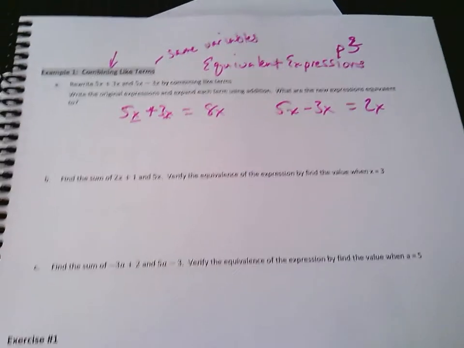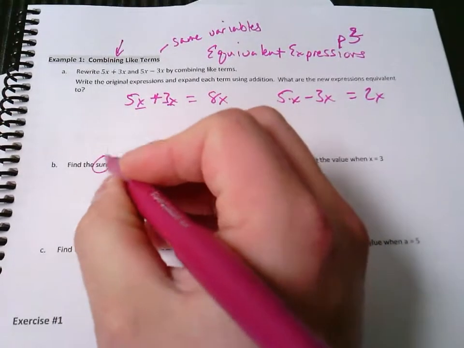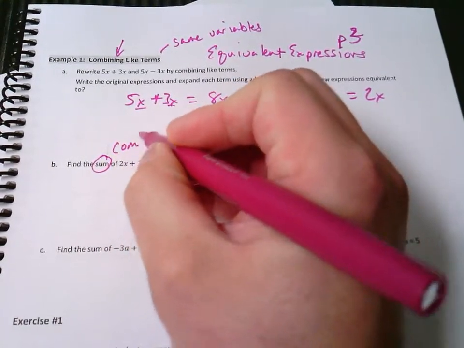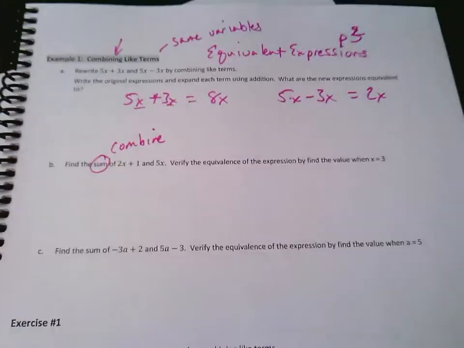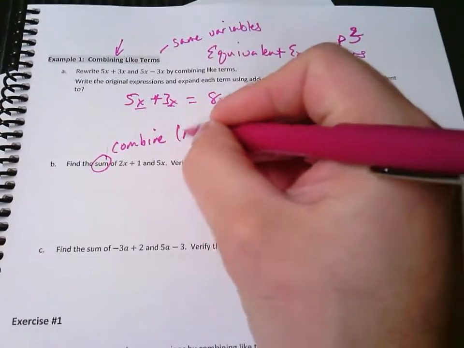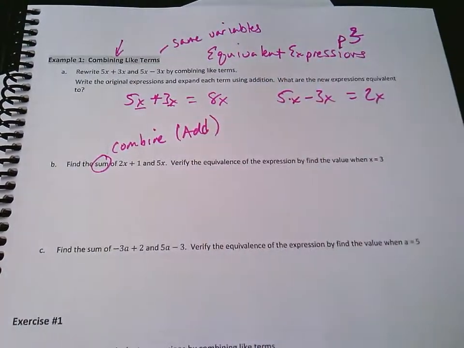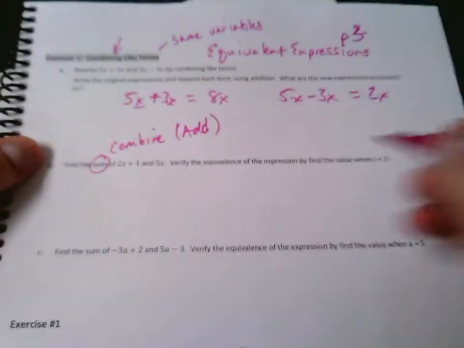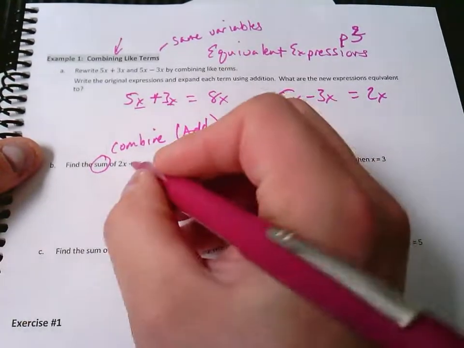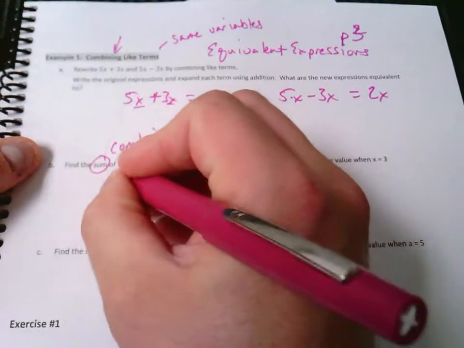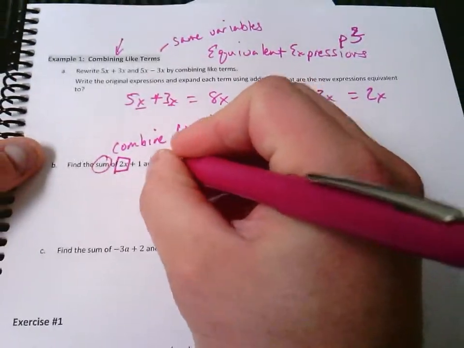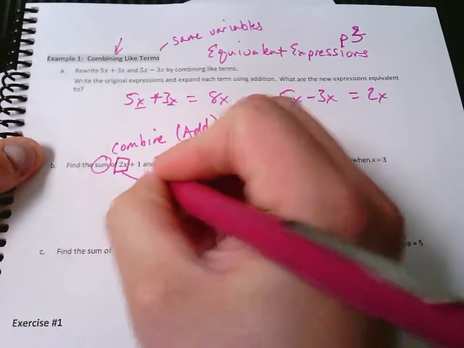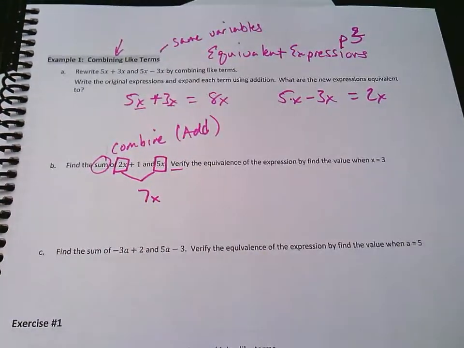Okay. B. Find the sum. Sum means combine, basically, or adding. That's the word you're typically used to seeing. But just like with integers, I'm trying to be very careful about using the words adding and subtracting. So we have 2x plus 1 and we have 5x. Let's first of all combine the like terms. I have a 2x and a 5x that I can put together, and 2x and 5x together equals 7x.